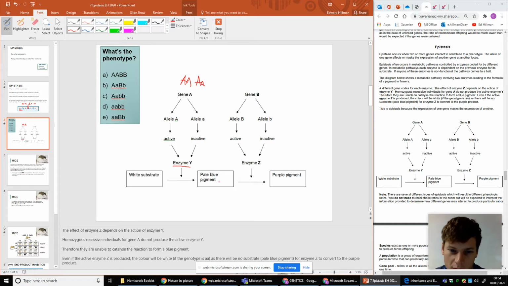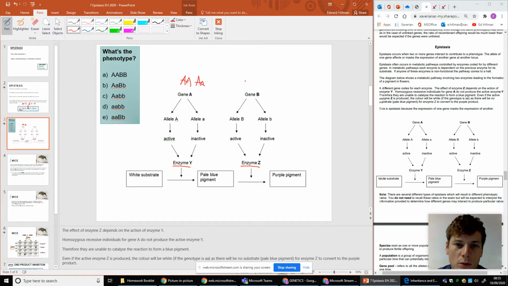That pale blue pigment can be converted into a purple pigment if the active enzyme Z is present. There are two alleles for this gene. Dominant allele B produces an active enzyme Z. The recessive allele B produces an inactive one.